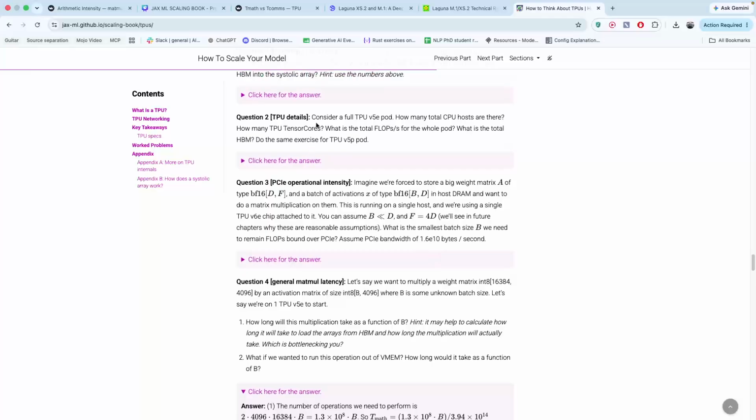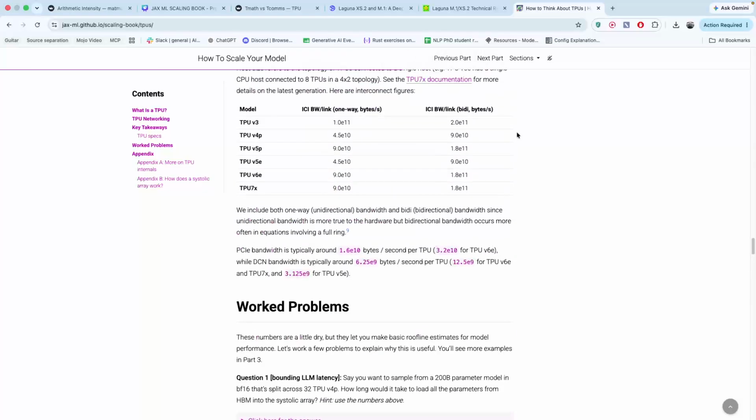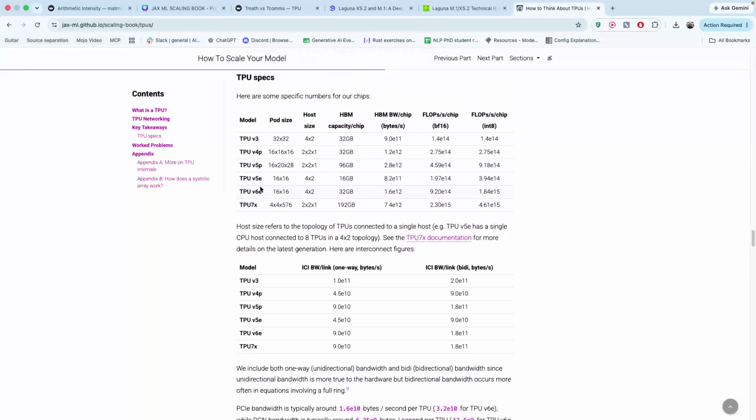Question 2 is, consider a TPU V5E pod. How many total CPU hosts are there? How many TPU tensor cores? And what is the flops for the whole pod, and what is the total HBM? So if I go to the TPU V5E architecture, it has a pod size of 16 comma 16, so the total number is 256 TPUs, and a host size of 4 comma 2.